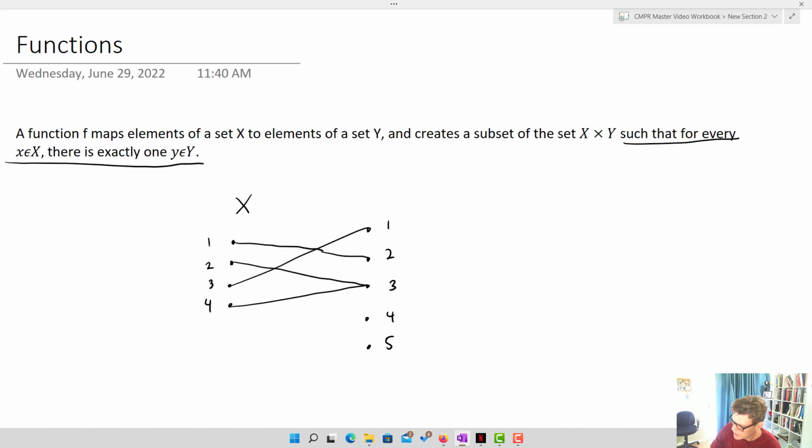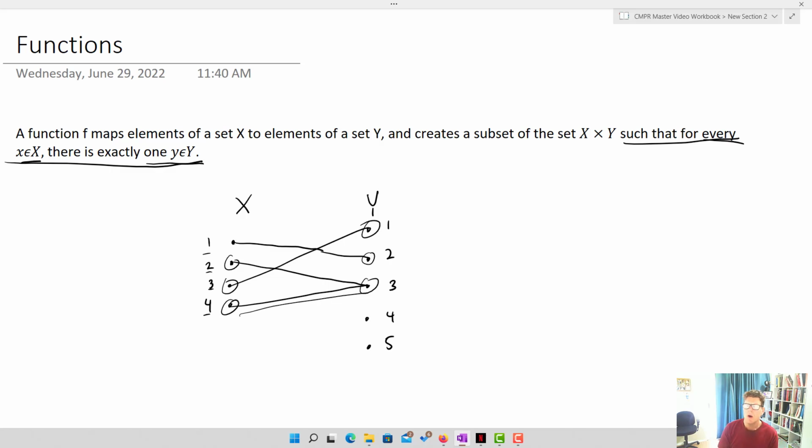If we look, first, every x belonging to X, so every x, 1, 2, 3, and 4, is actually mapping to something in Y. That's the first thing, right? And then it's mapping to exactly one y. So 1 maps only to 2. 2 maps only to 3. 3 maps only to 1. And 4 maps only to 3.